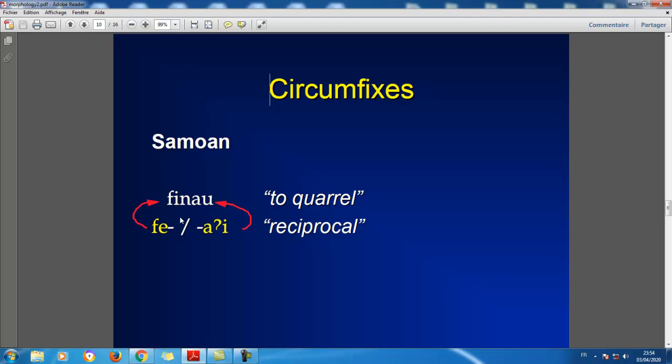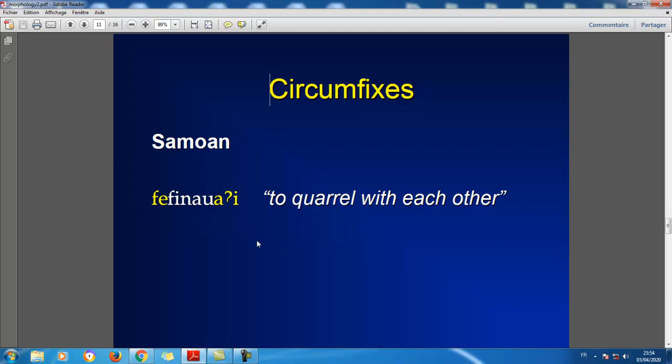So here we're going to express this meaning of reciprocal by adding something at the beginning and something at the end. This is what is meant by a circumfix. Normally in English it's not possible to find it. So look at the example here. Fefinawaai. It means to quarrel with each other.